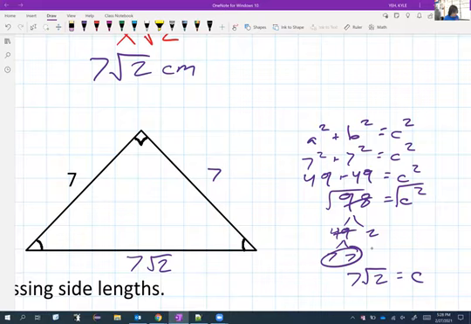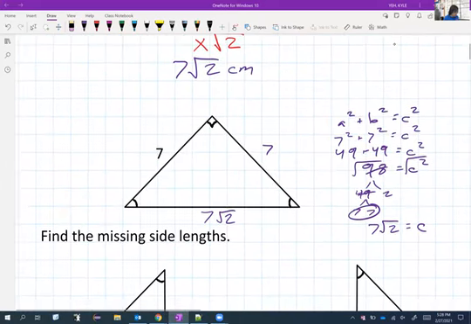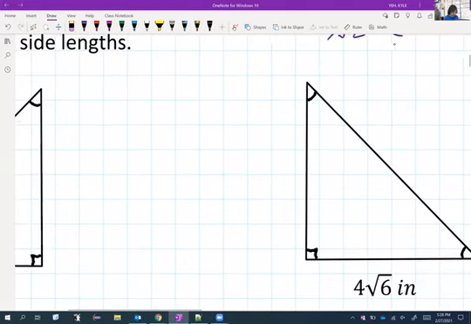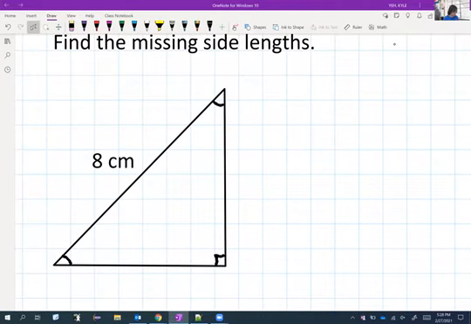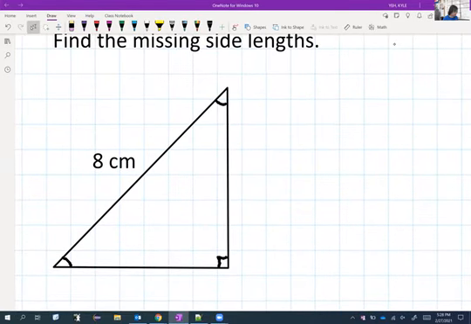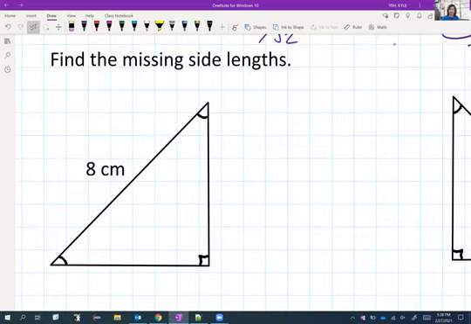So with this pattern in mind, I want to start with this problem. It says find the missing side lengths. This time we're given 8 centimeters, and it's the hypotenuse. Here's what I would do. I always put in quotes, I just say this is my x root 2 side. It's my hypotenuse. And that makes this side my x side and this my other x side.